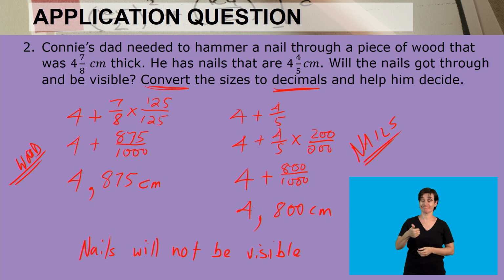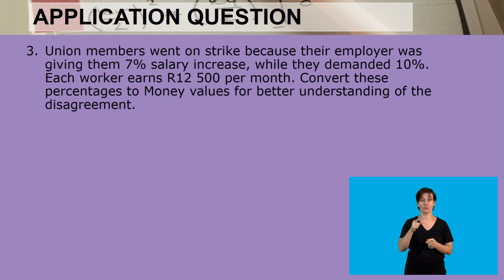All right, let's look at the next question. Union members went on strike because their employer was giving them a 7% salary increase while they demanded 10%. Each worker earns 12,500 per month. Convert these percentages, that's where we begin. Convert these percentages, which is the 7% and the 10%. Convert them to monetary value.